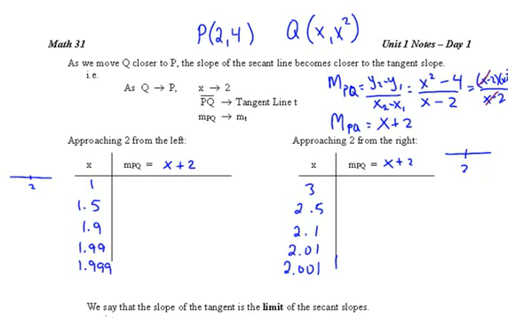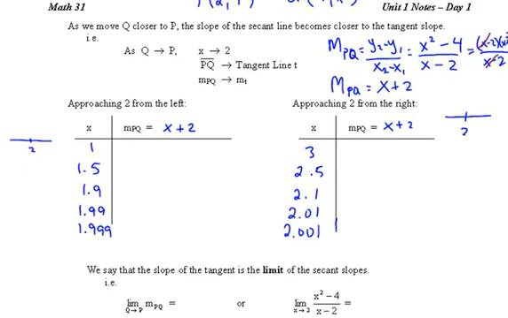Okay, so let's plug it in. Our equation of the secant slope is x plus 2. So 1 plus 2 gives you 3. 1.5 plus 2, 3.5, 3.9, 3.99, 3.99999. So as x is approaching 2, what is our slope approaching? 4. And it needs to approach the same thing from both sides. It doesn't always happen that way.